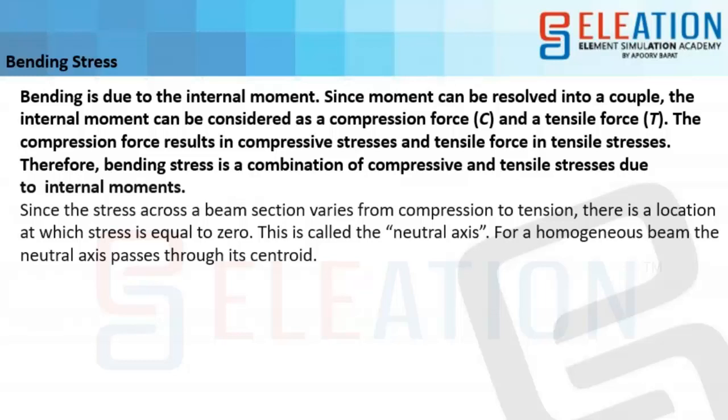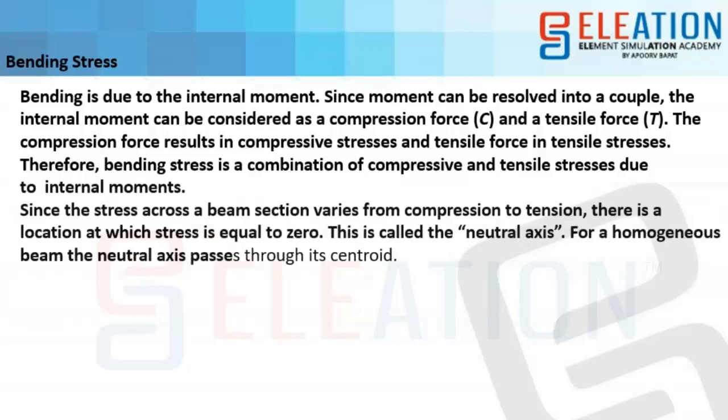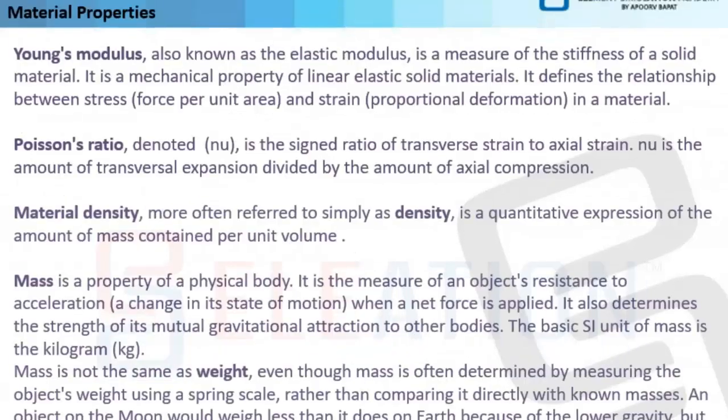Since the stress across a beam section varies from compression to tension, there is a location at which stress is equal to 0. This is called the neutral axis. For homogeneous beam, the neutral axis passes through its centroid. Sigma is equal to M y by I, σ = My/I, where sigma stands for bending stress, M is internal bending moment about the section's neutral axis, y is perpendicular distance from the neutral axis to the point on section, I is the moment of inertia of the section area about the neutral axis.